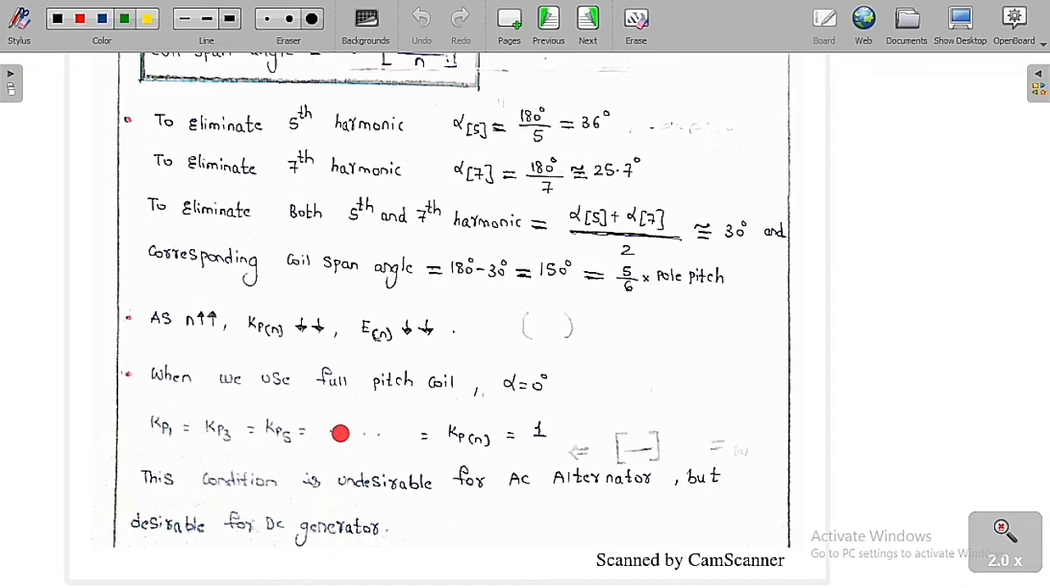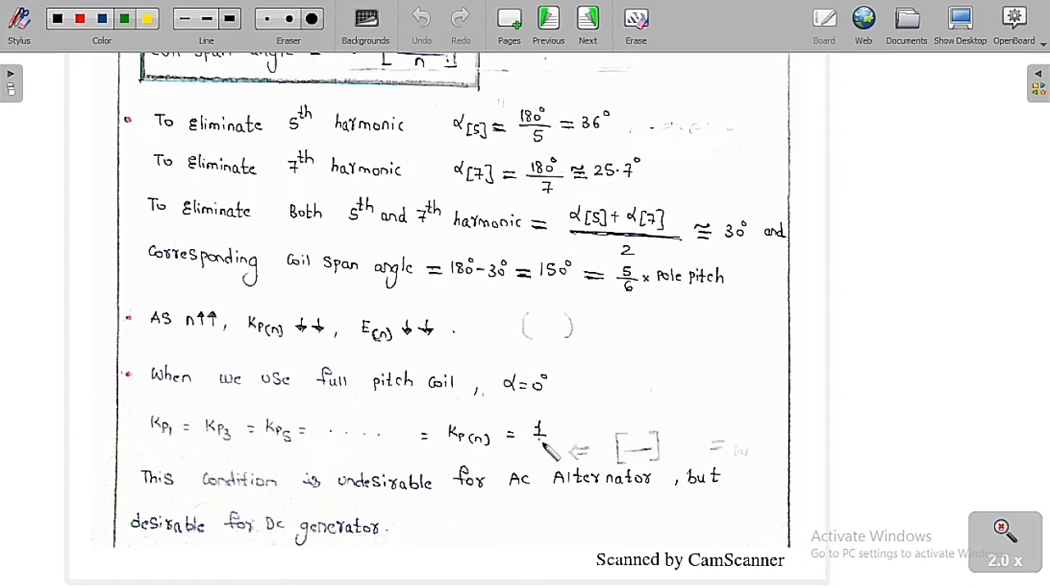Then what is going to happen? As alpha is equal to 0, the pitch factor is always equal to unity, no matter which harmonic component. Whether it is the first harmonic, the third harmonic, or the fifth harmonic, in all cases its value is equal to 1. So this condition is undesirable for an AC alternator, but desirable for a DC generator.